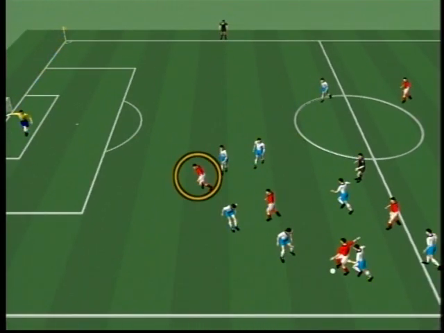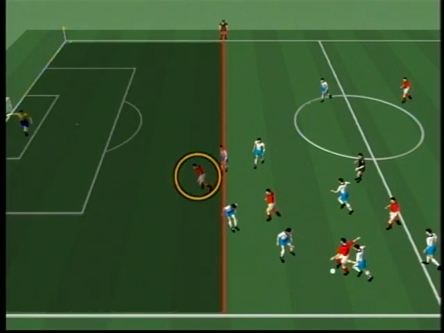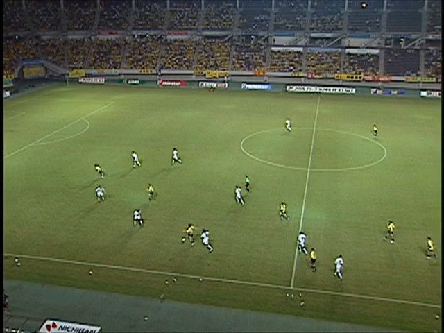Look at this player, who is inside of the half of the opposing team. The player is positioned nearer to the goal line than the ball and the second last defender. This player is in an offside position. It is, however, not an offense in itself for him to be in an offside position.